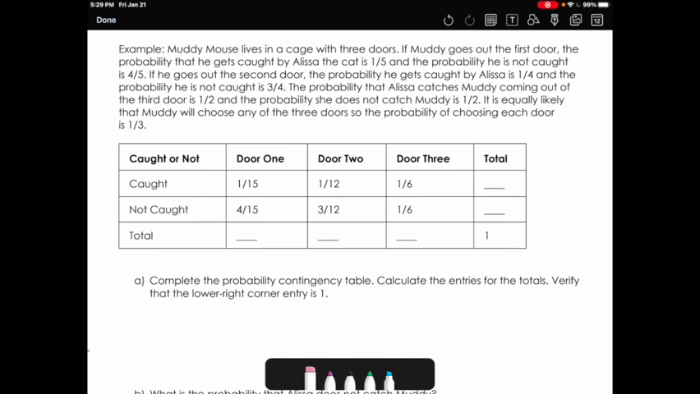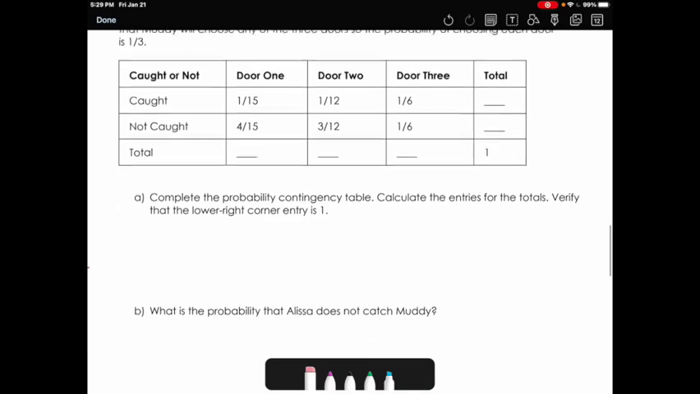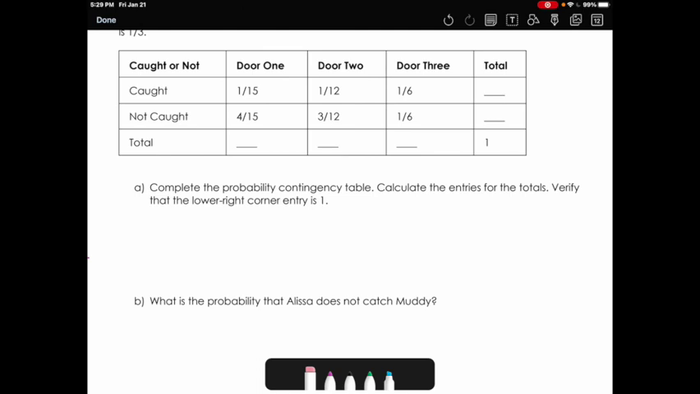Okay, in this next example, we have Muddy the Mouse that lives in a cage with 3 doors. Then we have a cat named Alyssa, and it goes through and describes, which is really cute, like Tom and Jerry, the probability of the cat catching the mouse based on what door he leaves his cage. So we have this contingency table here that's given to us, and the first part asks us to add up all the totals to verify that everything adds up to 1.